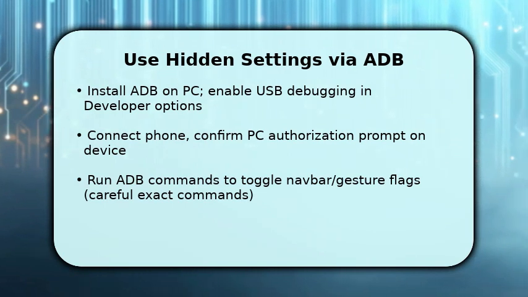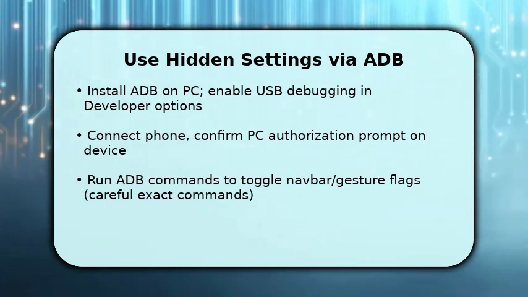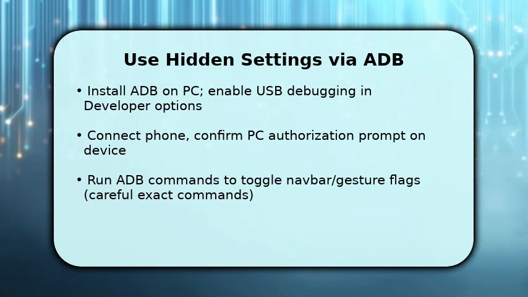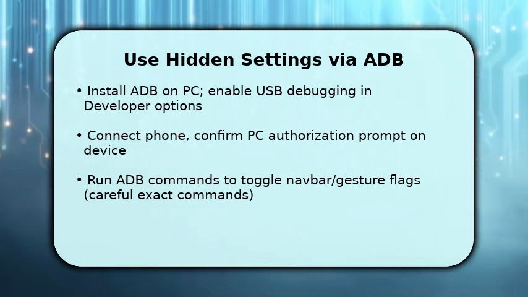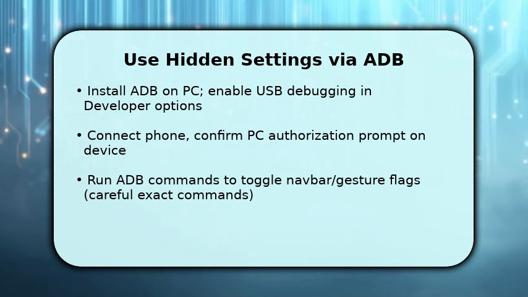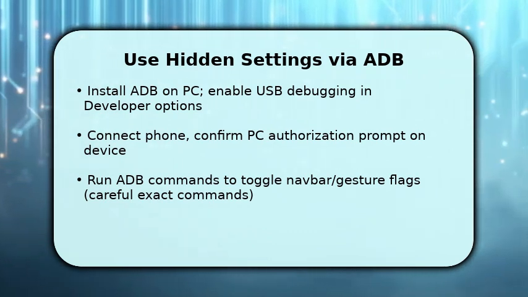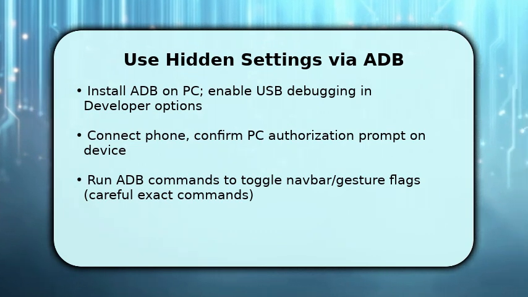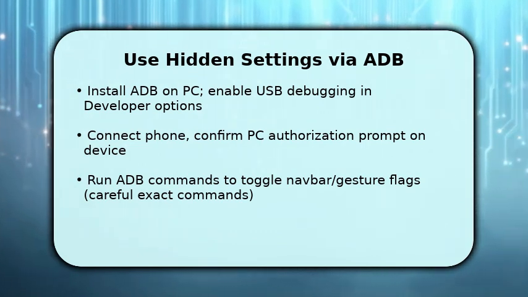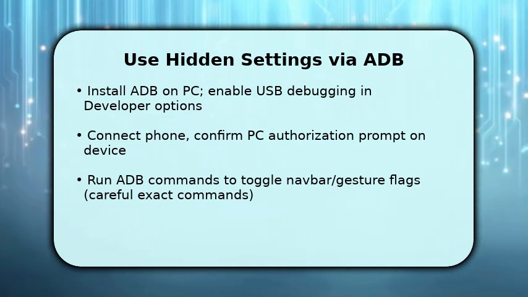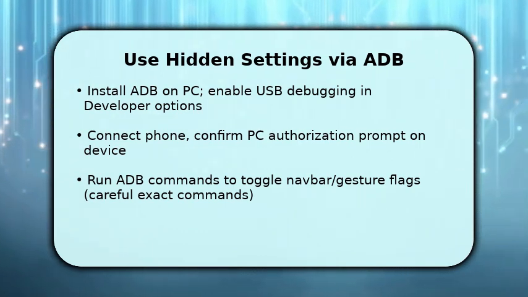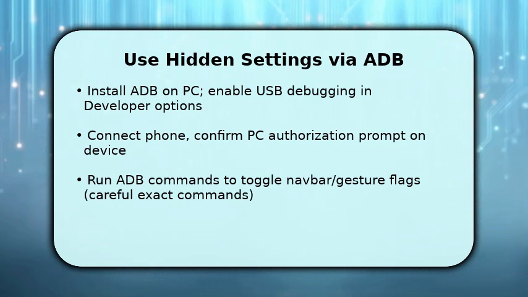First, install ADB, enable USB debugging and developer options, and connect the phone. Accept the PC authorization prompt. Then open a command prompt and run the specific ADB shell settings put / get commands to change navigation bar mode or gesture sensitivity. Be precise with the flags because MIUI stores values differently.